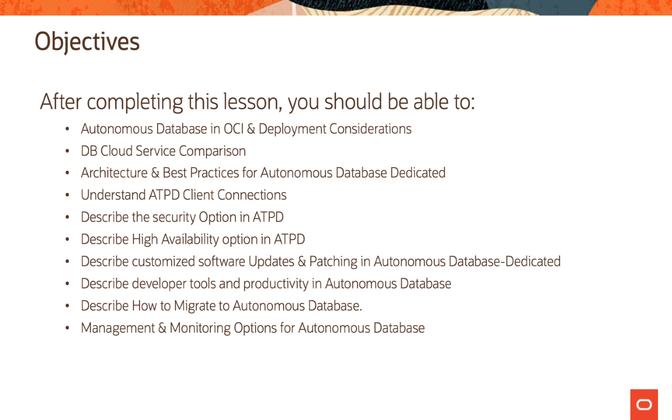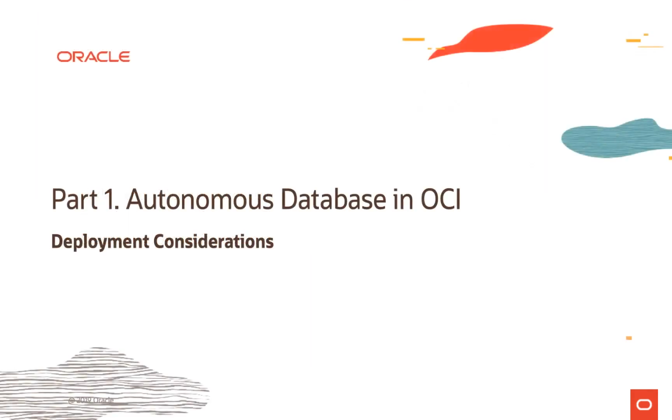We'll talk about how we can roll out software updates and patching in Autonomous Database, as well as various developer tools and productivity features available on Autonomous Database. We will talk about ways to migrate to Autonomous Database, as well as various management and monitoring options available for Autonomous Databases. So let's start with part one, where we will cover Autonomous Databases in OCI as well as various deployment considerations.